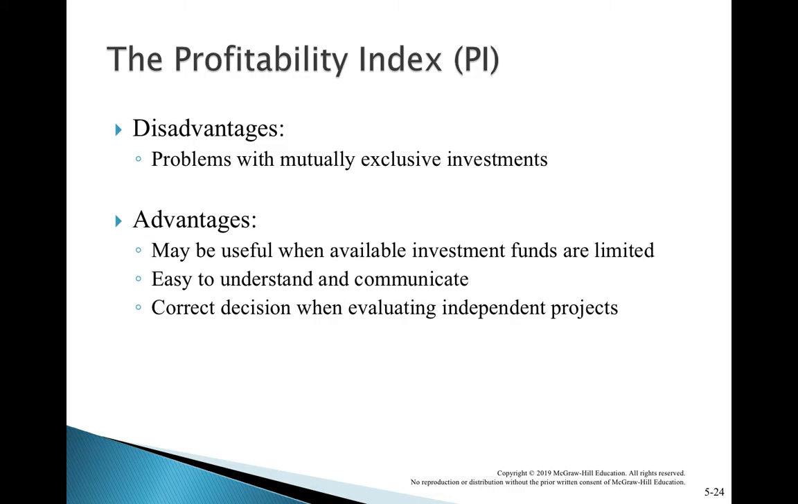Advantage: useful when available investment funds are limited. Easy to understand and communicate. Very simple. It's a ratio. What is the ratio? The present value of subsequent cash flows divided by the initial cash outflow is the profitability index. It gives the correct decision when evaluating independent projects. Yes, if they are not mutually exclusive, this is very good. If two projects are giving more than one, accept both of them, because PI tells you which ones to accept, those greater than one. Out of 5 projects, 2 projects are giving more than one, so accept them.